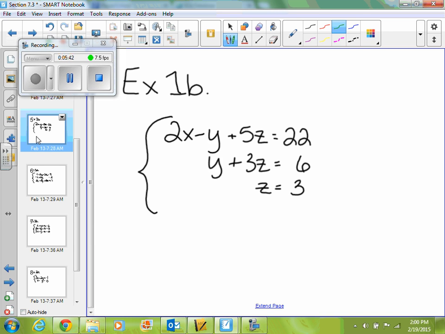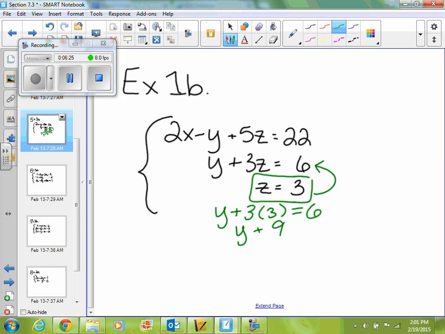Okay, so we'll do the same thing with our second system: 2x minus y plus 5z equals 22, y plus 3z equals 6, z equals 3. Alright, so this already tells us what z equals. So we're going to back substitute to find y. So I get y plus 3 times 3 equals 6. Well, 3 times 3 is 9, so y plus 9 equals 6, which tells me y equals negative 3.